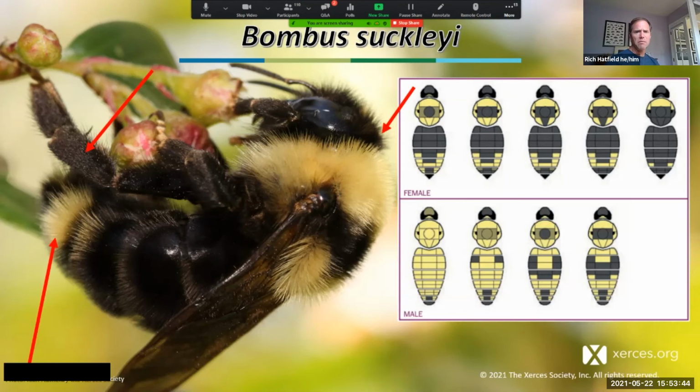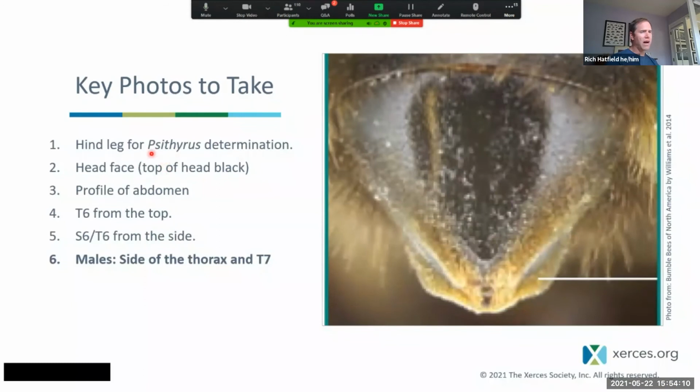The last species we're going to talk about is Bombus sucklei. This is a cuckoo bumblebee, but the main features that we're going to look at with this species: it has black on the top of its head. It has no corbicula on its hind leg because it's a cuckoo bumblebee. And then sometimes we're going to look at the banding pattern on the back of its abdomen as well. So with this species, key photos to take, we need to see a picture of that hind leg to know that it's a cuckoo bumblebee.